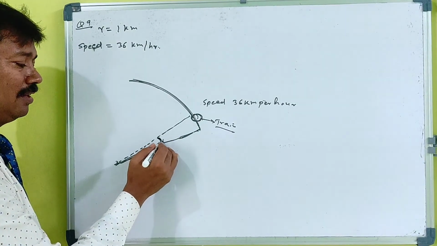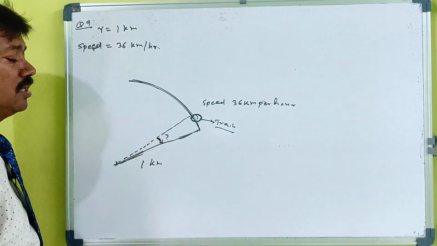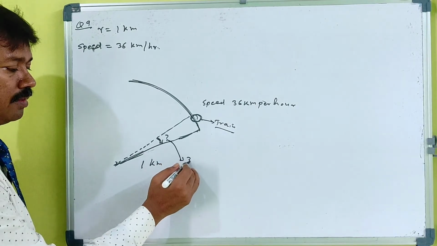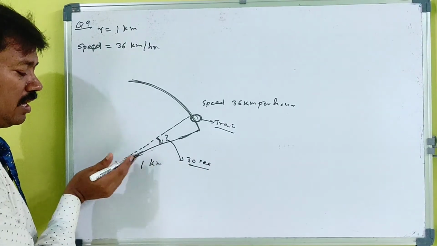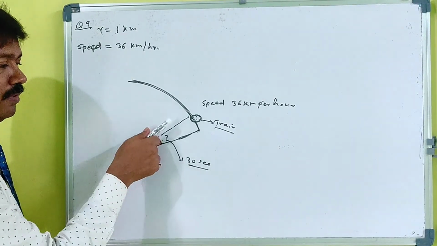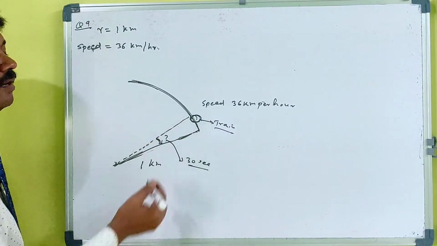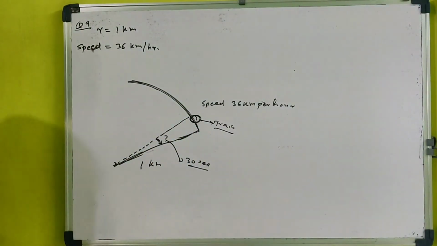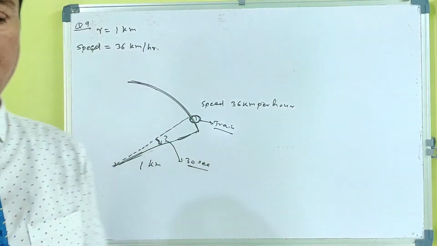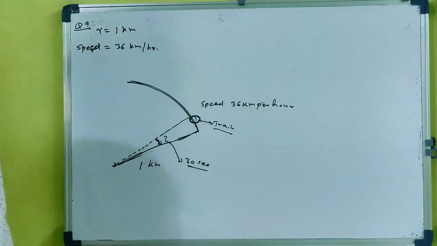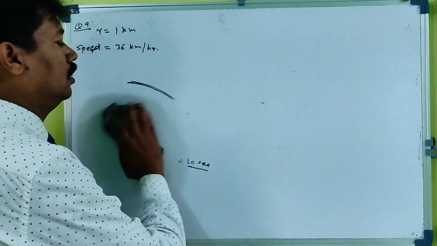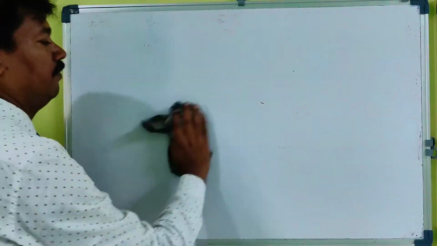What is this angle? So this angle, how much will it be in 30 seconds? The train moves from here in 30 seconds, so how much will that angle be? That's the question asked. So we'll see the solution of this one. Now let's take its solution.